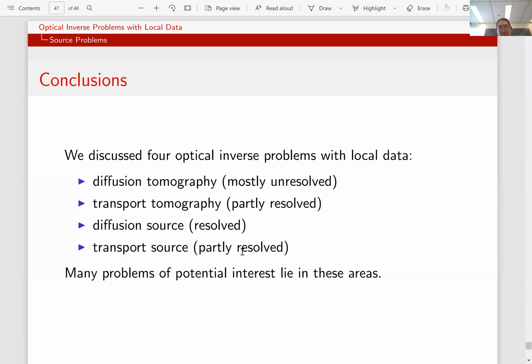And so I think there are a lot of problems of potential interest that lie in these areas. There are some interesting problems in each of these unresolved places. Like, what is the resolution of the local Calderón problem, for instance? What is the resolution of the transport problems on non-convex domains? But then there are also problems about the relationships between these 4 problems. So I wanted to advertise this a little bit and say that there are a lot of problems of potential interest that lie in these areas. Yeah, so that's the summary of my talk. Thank you very much for listening, and I'm happy to take questions.